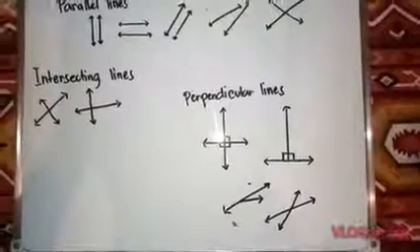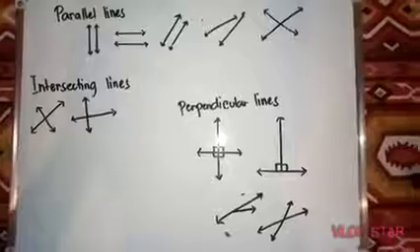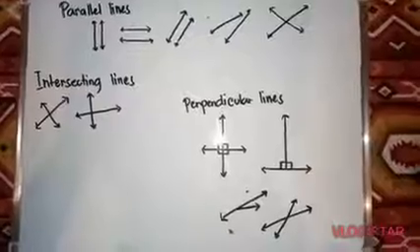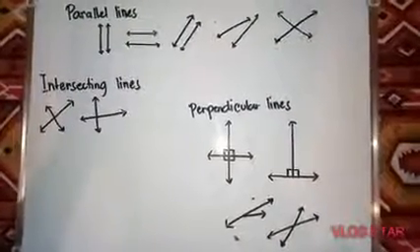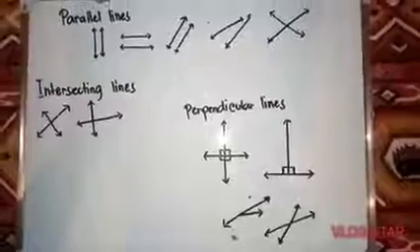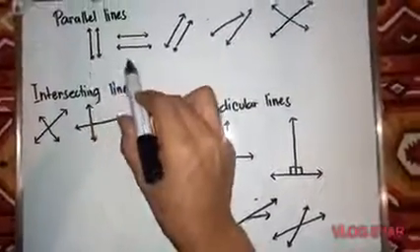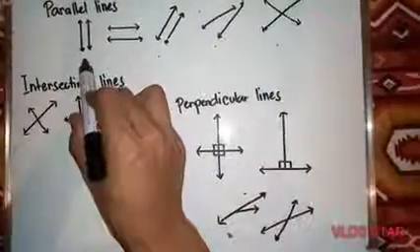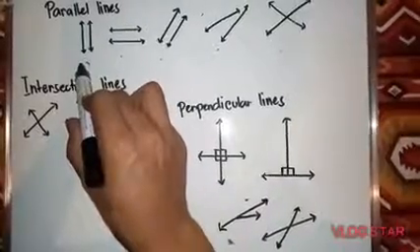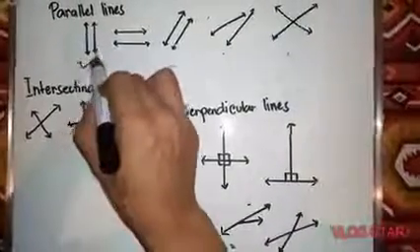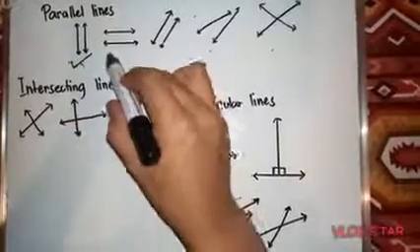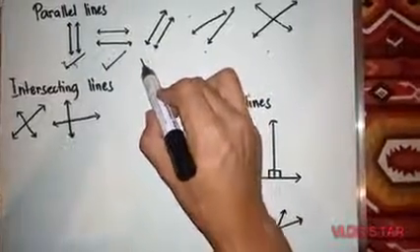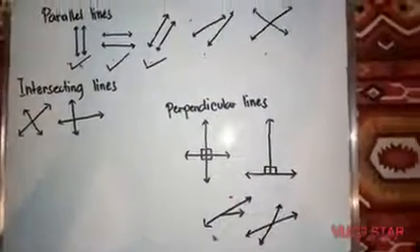Now let's talk about parallel lines, intersecting lines, and perpendicular lines. When you say parallel lines, these lines never cross each other. We have five examples here. This one is a parallel line because even if you extend the lines, they will never meet. So this is a parallel line in vertical form. This is also a parallel line in horizontal form, and this is also a parallel line in diagonal.